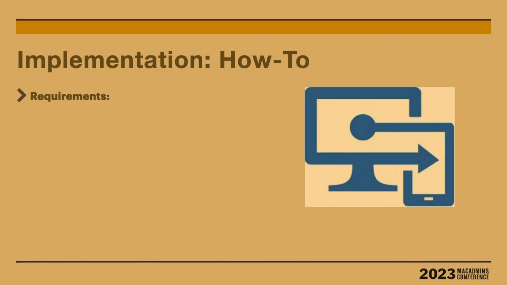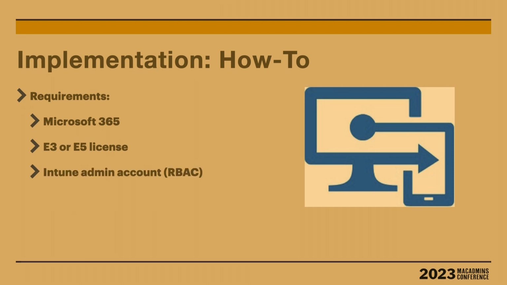Okay. So, how to. Here are some of the requirements. Microsoft Office 365 or Microsoft 365. They keep changing names. An E3 or E5 license. I have nothing to do with licenses. This is just what I was told.